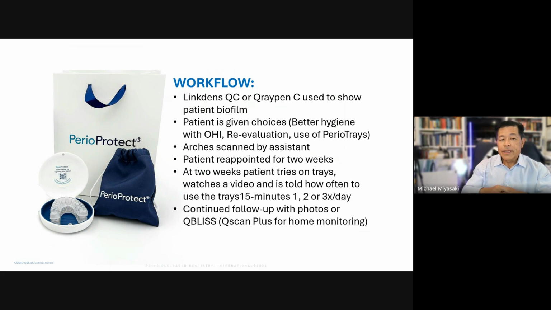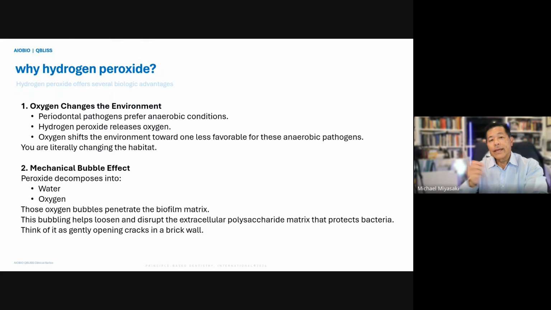And so what I recommend is we use these Peri-Protect trays, and we're going to put a gel in there. And one of the gels is a very low concentration of hydrogen peroxide that will control that biofilm. So it's all about modifying the biofilm to keep it in the symbiotic realm, not the dysbiotic. So we scan, we get the trays back in under 2 weeks, get the patient back and deliver the trays. Why the hydrogen peroxide?